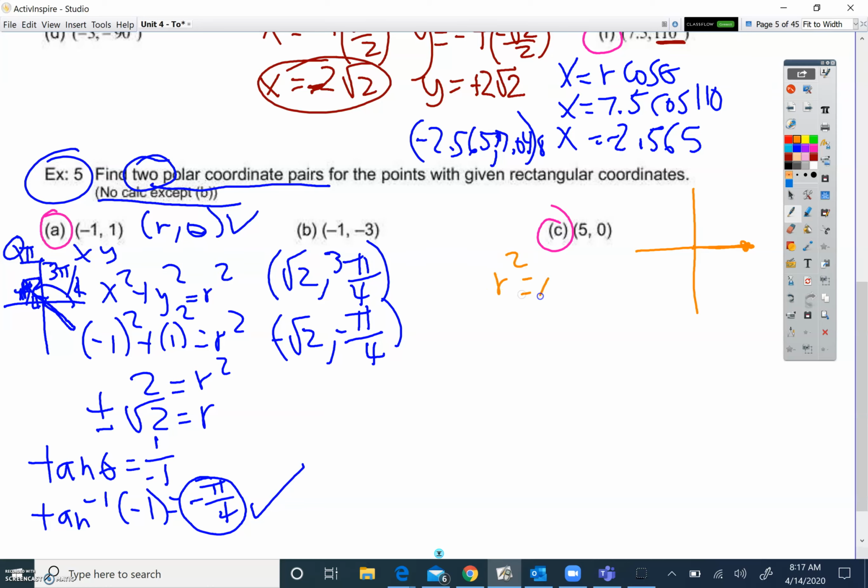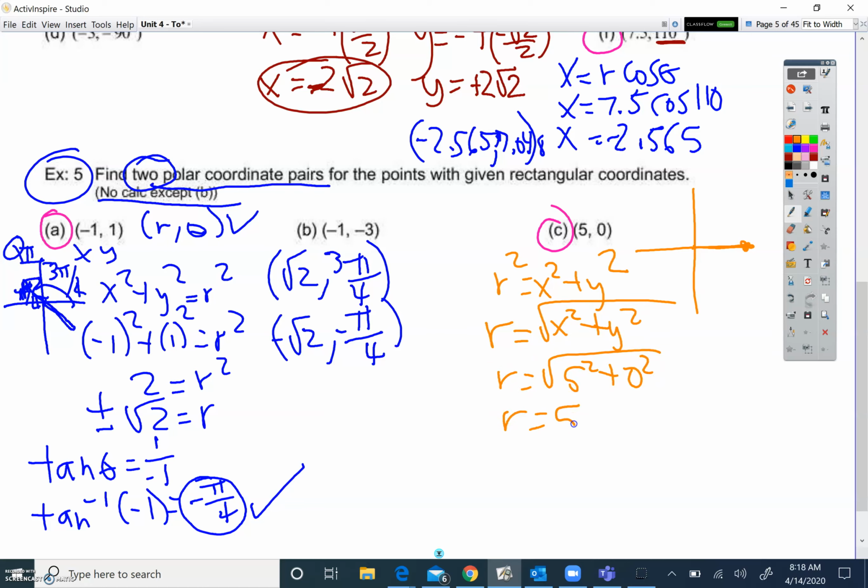Finding r squared. R squared equals x squared plus y squared. You can think about it as a magnitude because r equals the square root of x squared plus y squared. If I get r by itself, r equals the square root of 5 squared plus 0 squared, r equals 5. Now I need to find my theta. I don't need to do inverse tan here because I already know over here that this angle is 0, and you can do it as pi. I think I'll do it this way rather than in degrees.